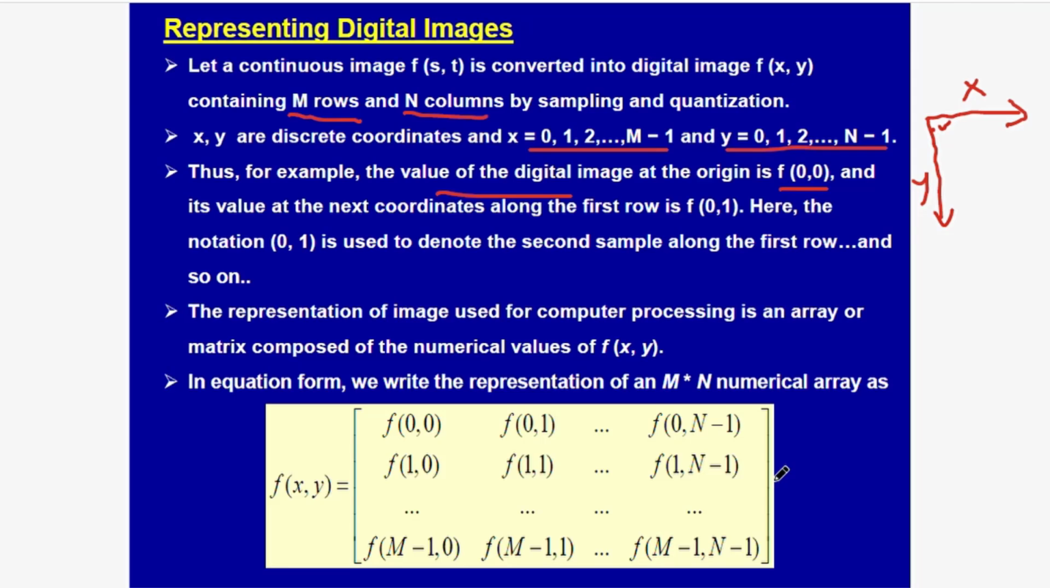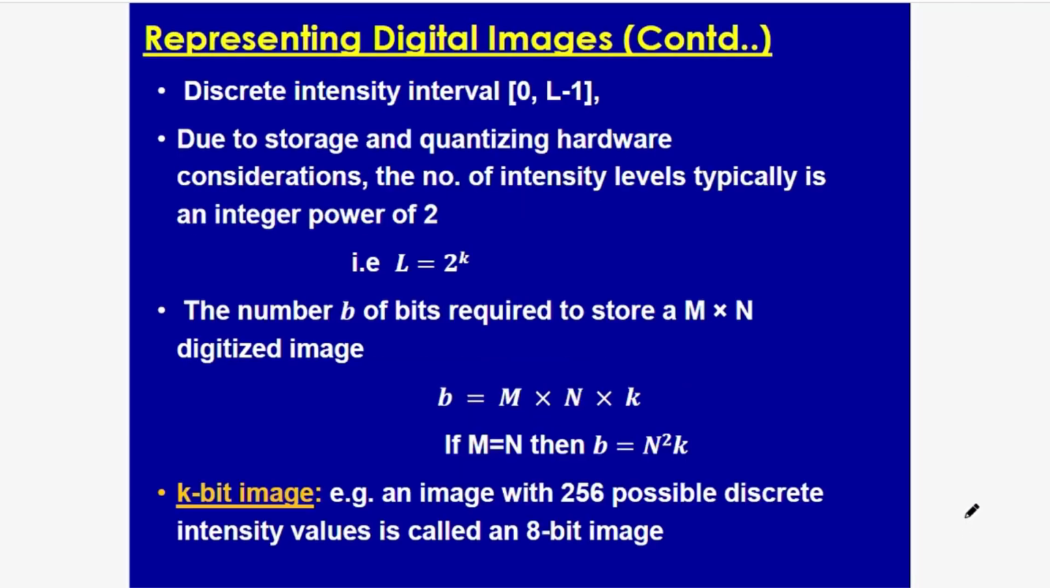Okay. And what about the number of pixels? The number of pixels in an image is m into n. Another important point is, for a grayscale image, the intensity levels are 256. In a general representation, the discrete intensity interval is 0 to L minus 1. And due to storage and quantizing hardware, the number of intensity levels L is taken as 2 power k. So the bits required to store an m by n digital image is m into n into k.